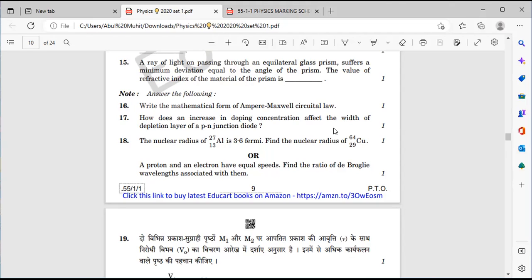3.6 Fermi is equal to how much? 4 by 3. Then R2 is 4 by 3 into 3.6, into 10 to the power of minus 15. Okay, 1 Fermi is 10 to the power of minus 15. Solve this and you will get the answer. Or you can just write it in terms of Fermi only, no need to convert again.